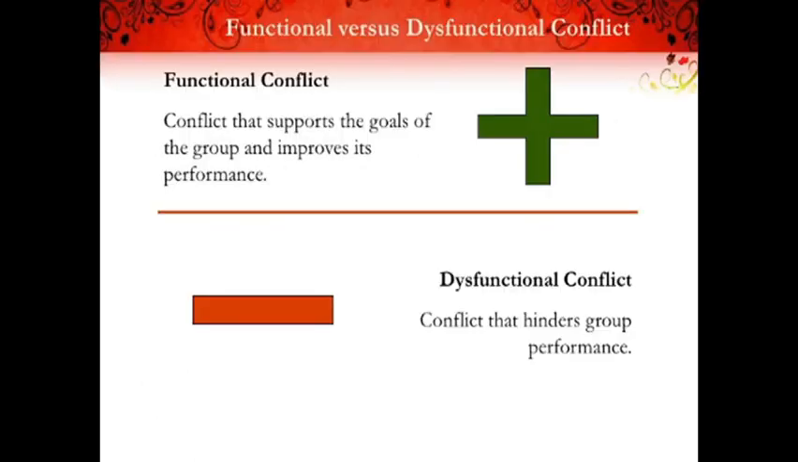And next one is functional versus dysfunctional conflict. It is the opposite reaction. Functional conflict is positive and dysfunctional conflict is known as negative. Conflict that supports the goals of the group and improves its performance is functional conflict. And next one is dysfunctional conflict: conflict that hinders group performance. I remember one thing, it can be found in a work of fiction. Already I said this. So let's see that.